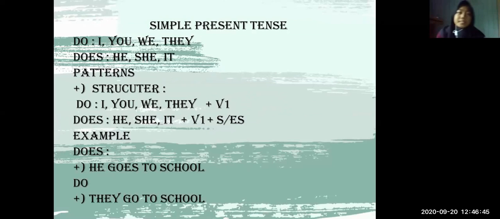Simple present tense: the subject uses do for I, you, we, they, and does for he, she, it. Positive structure: do for I, you, we, they plus verb 1; does for he, she, it plus verb 1 plus s or es. Example: he goes to school; they go to school.